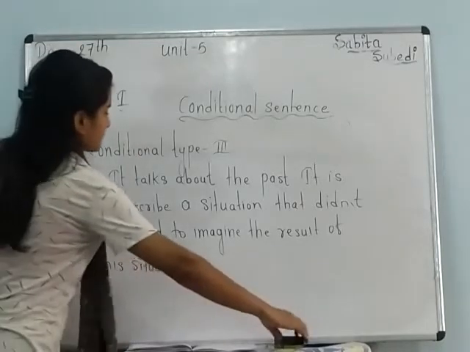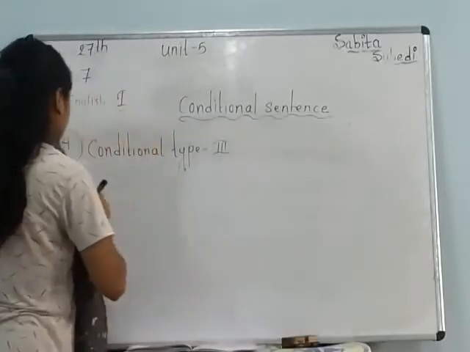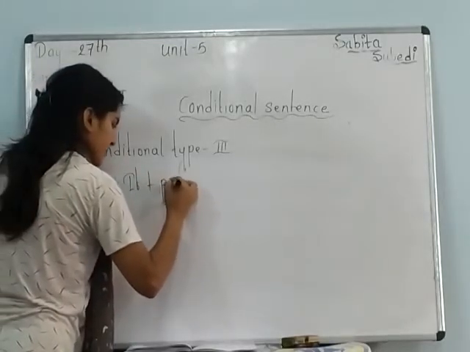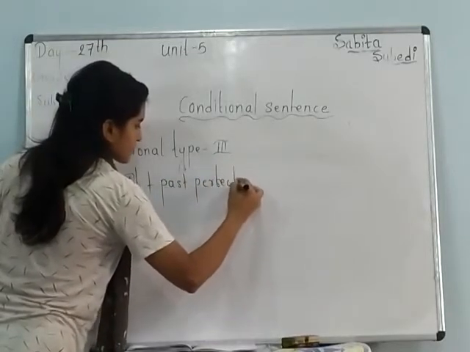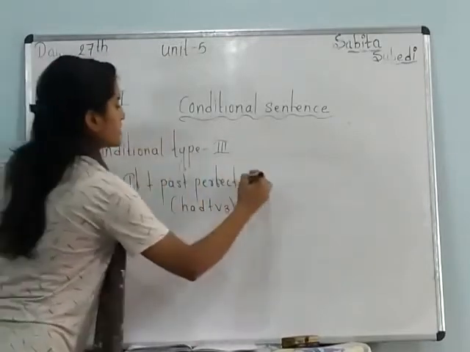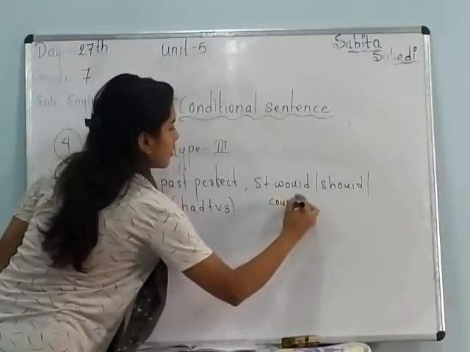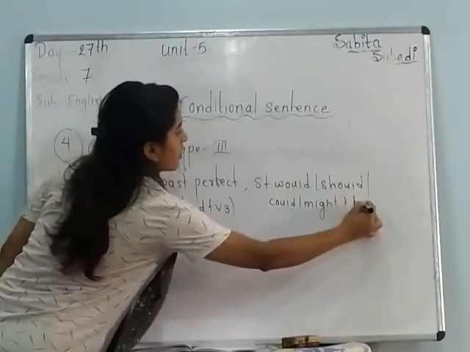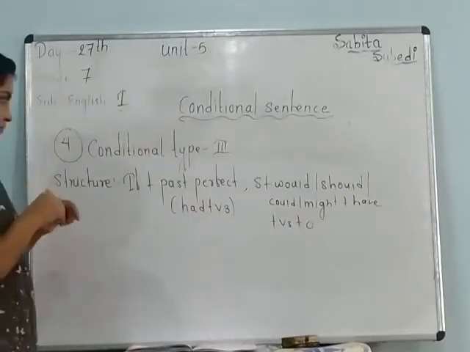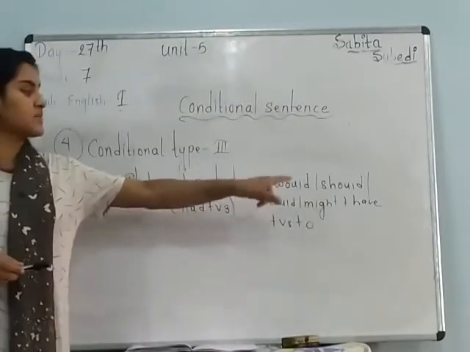Alright, so now let's see the structure, the formula. If plus past perfect. Here we use past perfect, that is had plus verb 3. Subject plus had plus verb 3, alright? And then in the main part what do we write? Subject plus would, should, could, might, plus have, plus verb 3, plus object. One out of these four, plus have plus verb 3.